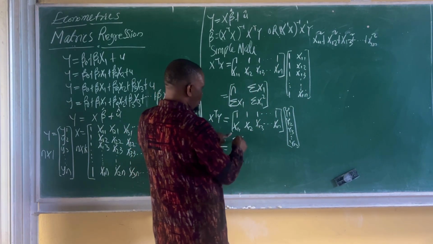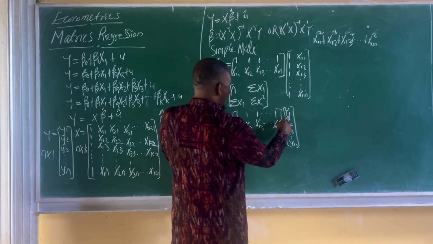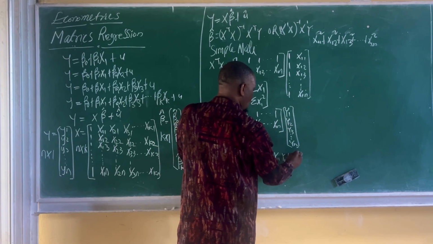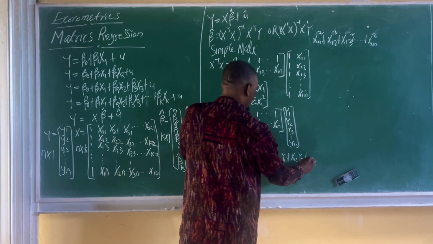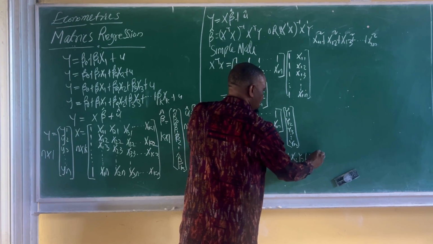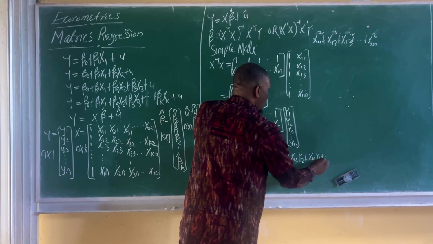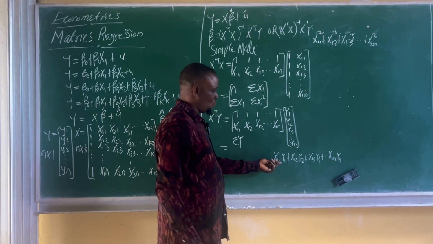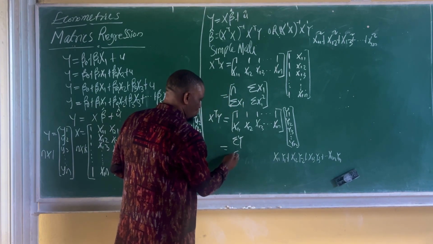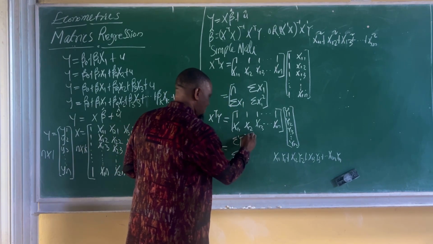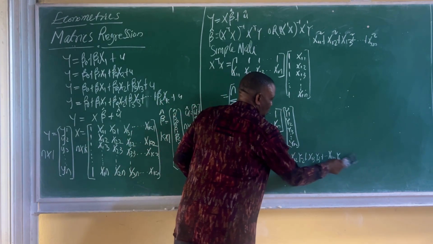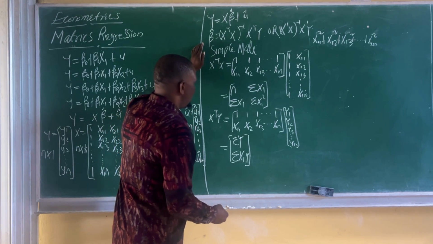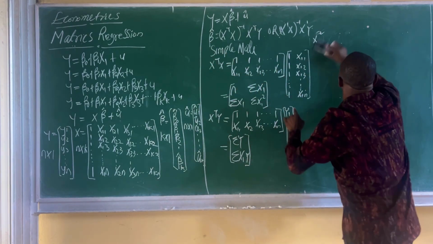Now, the next will be x11 times y1. We'll have x11 y1, plus x12 times y2 will be x12 y2, plus x13 times y3 will be x13 y3, plus it continues to plus x1n times yn will be x1n yn. So if you watch this, you see that what we are summing is x1y. So this will be summation of x1y. Now, substituting, you now see that what we are given initially from what we have here is that our beta hat.